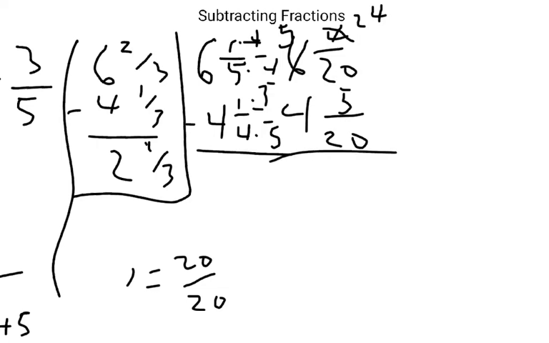And now we're good because we're trying to do 24 minus 5, which is 19, over 20, and 5 minus 4 is 1. So our answer is 1 19/20ths. Now on to decimals, which are easier than fractions.